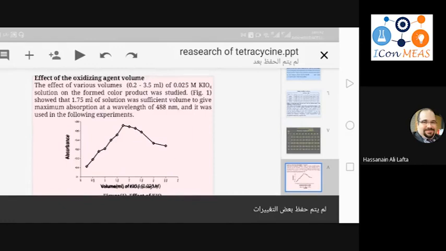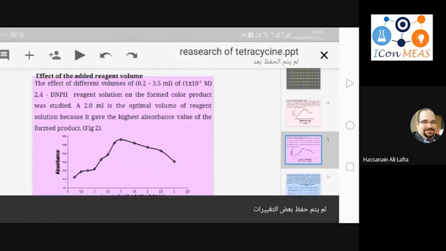Effect of the oxidizing agent volume. The effect of various volumes, 0.2 to 3.5 ml, of 0.025 molar KIO4 solution on the formed color product was studied. Figure 1 showed that 1.75 ml of solution was sufficient to give maximum absorption at a wavelength of 488 nanometer, and it was used in the following experiments. The results are shown in figure 1.